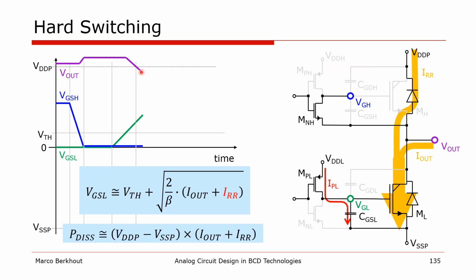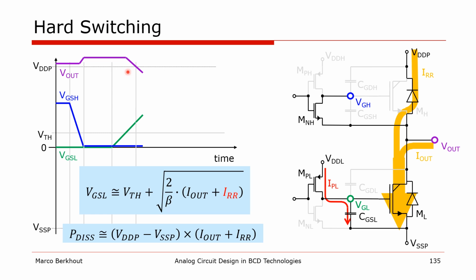After the body diode current reaches zero, it simply reverses direction and starts increasing in the other direction. This adds to the output current, and now we do have a shoot-through. The low side gate source voltage at the peak of the reverse recovery current can again be derived from the square law MOS model. Now note that at this moment, the drain to source voltage of the low side power FET is nearly equal to the supply voltage, while at the same time the drain current is the sum of the output and the reverse recovery currents.